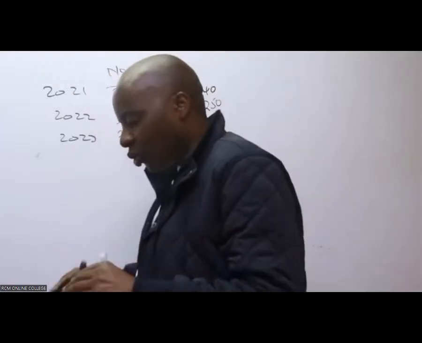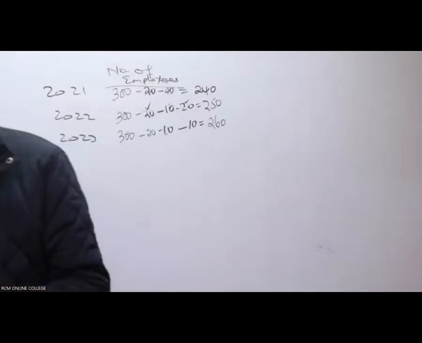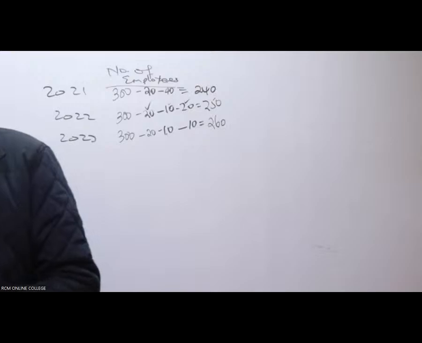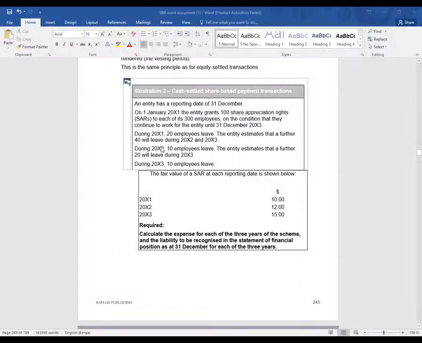Then we go to 2022. Things are different now. So in 2022, what have they told us? They have told us during 2022, 10 employees leave. And then we come and estimate afresh how many guys will leave in the future. The entity estimates that a further 20 will leave. So this other estimate that we had up there is irrelevant. The 40 estimate will be irrelevant in the year 2022.